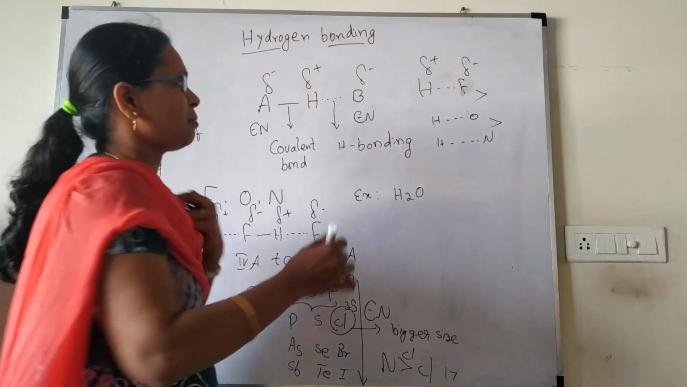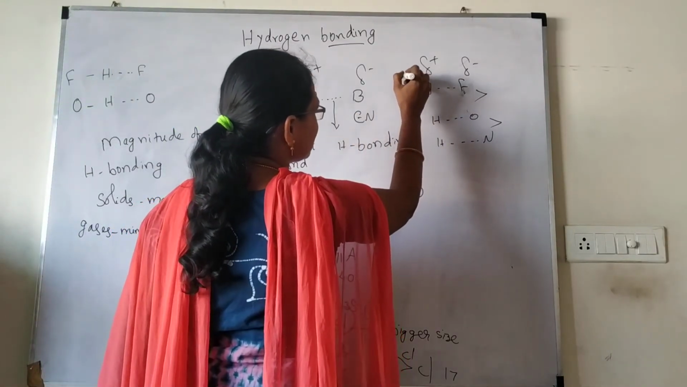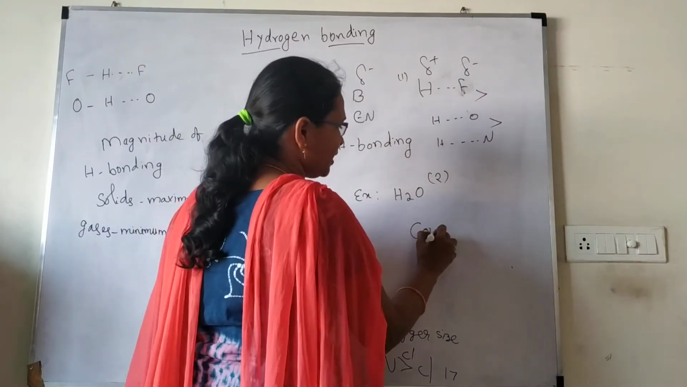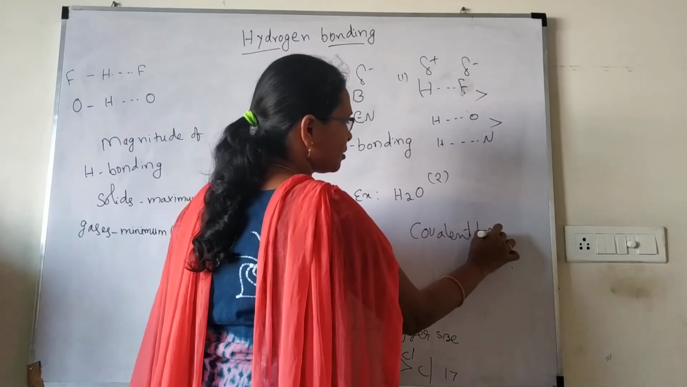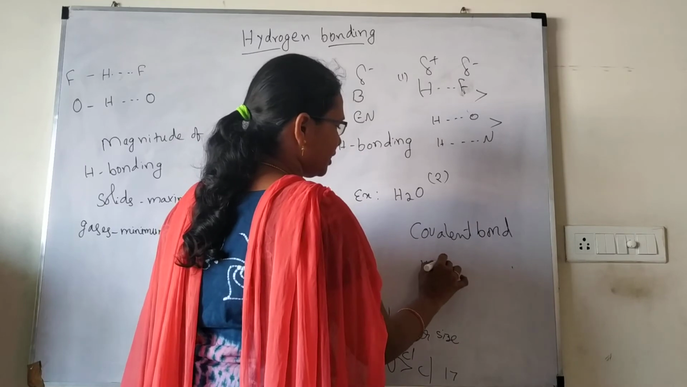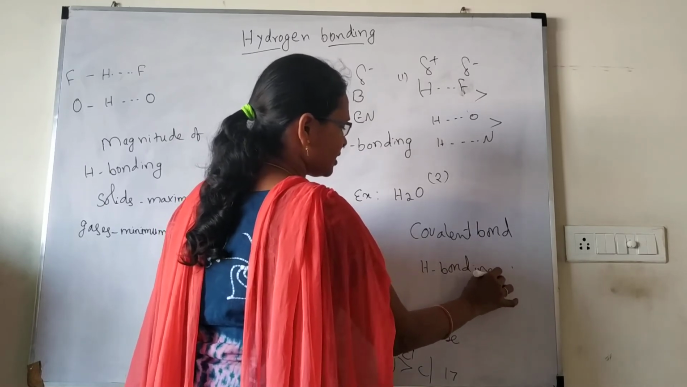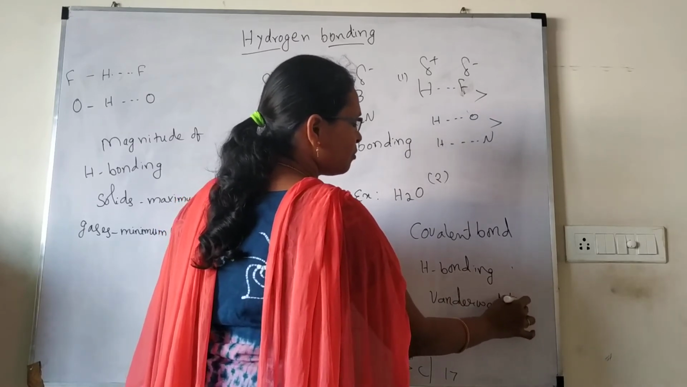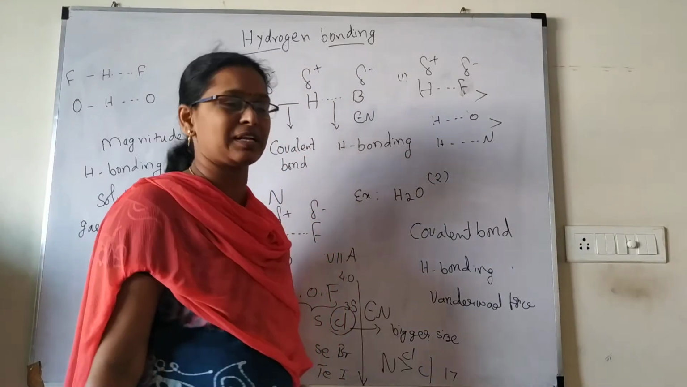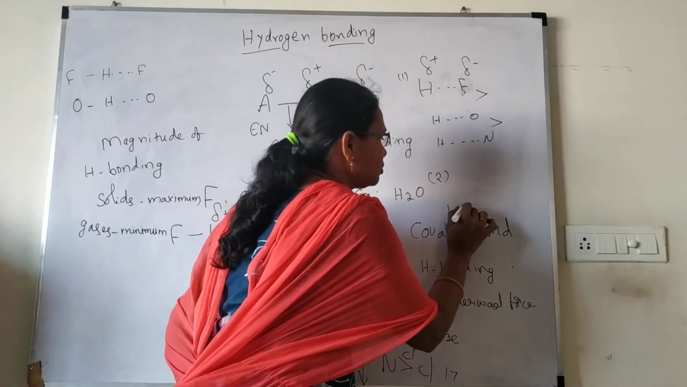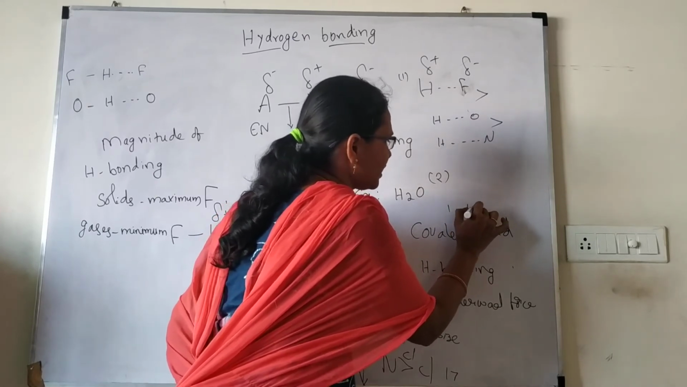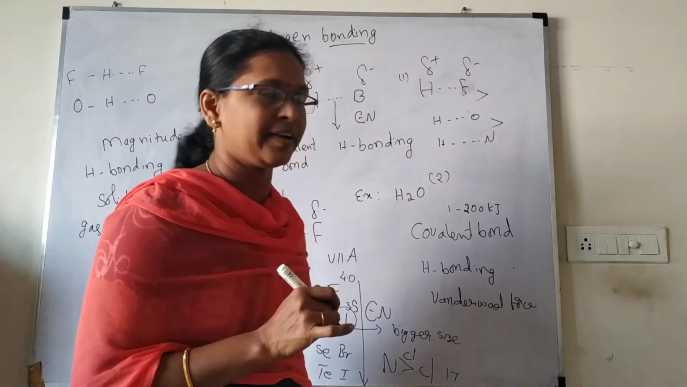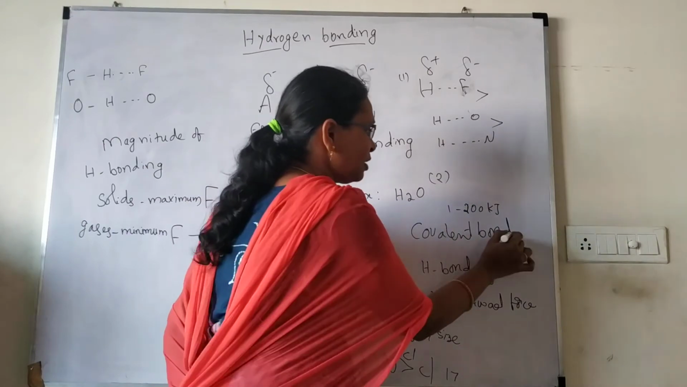Okay. Next, when it comes to the strength of the covalent bond, this is one importance. And the strength of the hydrogen bonding, how can you say? Take a covalent bond, next hydrogen bonding, next van der Waals forces. Covalent bonding, what do we know? We are not able to break the bond easily. We need more energy. For example, let's imagine 1 to 200 kilojoules of energy is required to break the covalent bond. Then what about the hydrogen bonding?